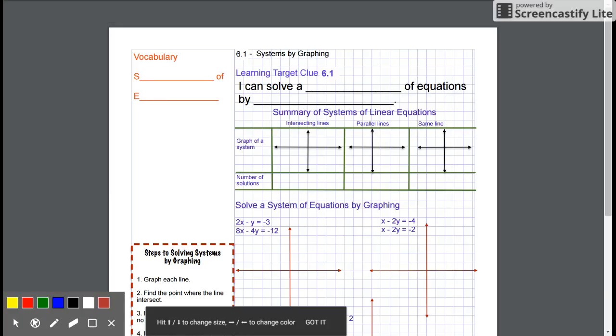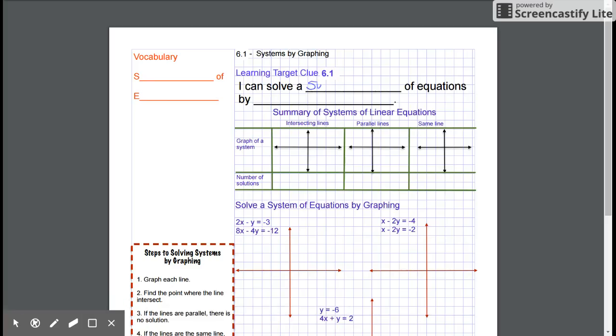And we're going to start by doing clue 1. I can solve a system of equations by graphing.